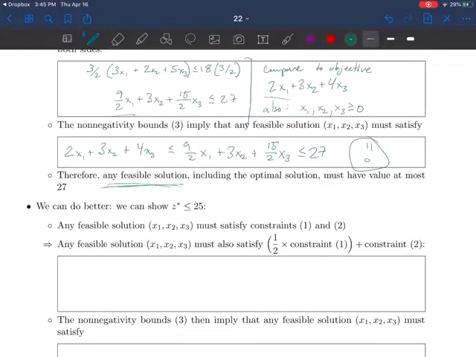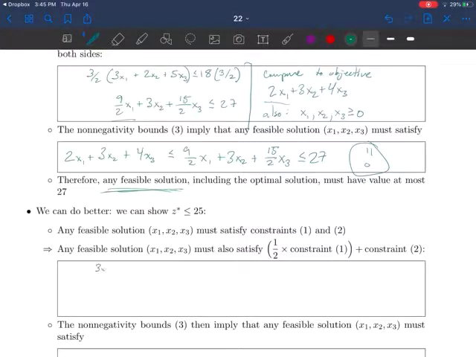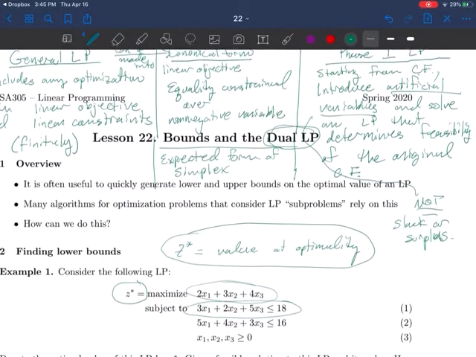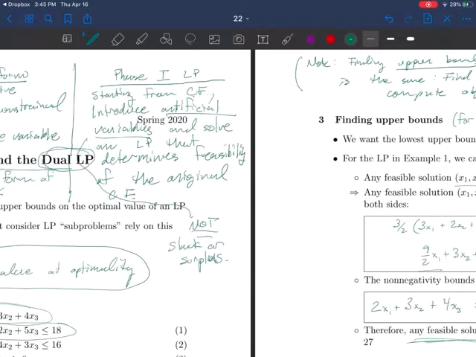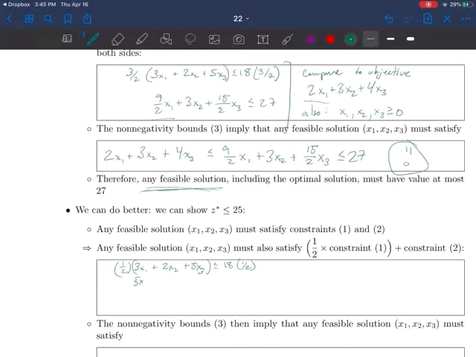Well, this we got just by taking 3 halves times the first constraint. Let's use both constraints. So let's take 1 half times the 3x1 plus 2x2 plus 5x3, which is less than or equal to 18. We'll take 1 half times that, and we'll add it to constraint 2. Wait, what was constraint 2? Constraint 2 was 5x1 plus 4x2 plus 3x3 is less than or equal to 16. So we'll just add it to that.